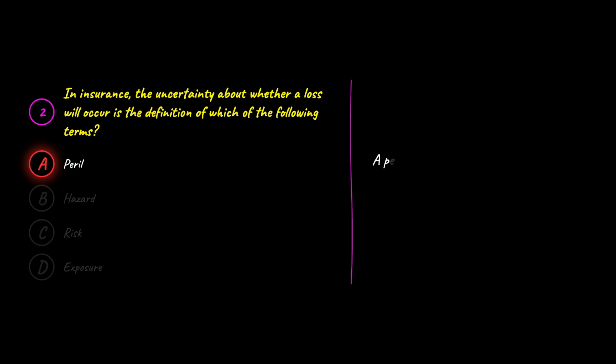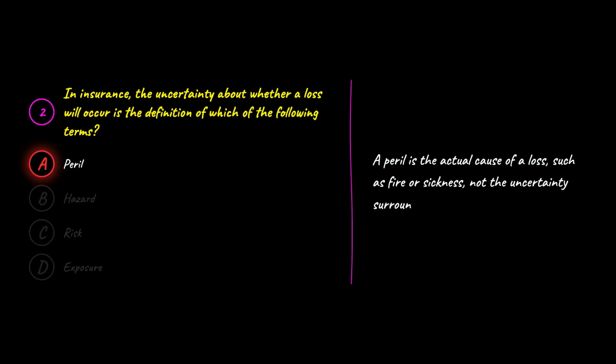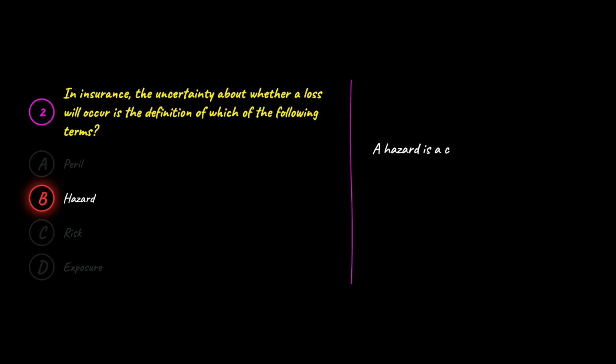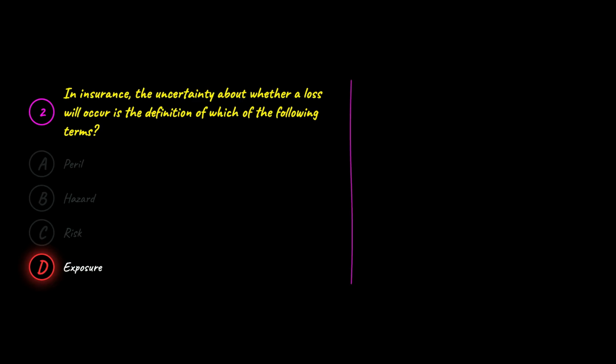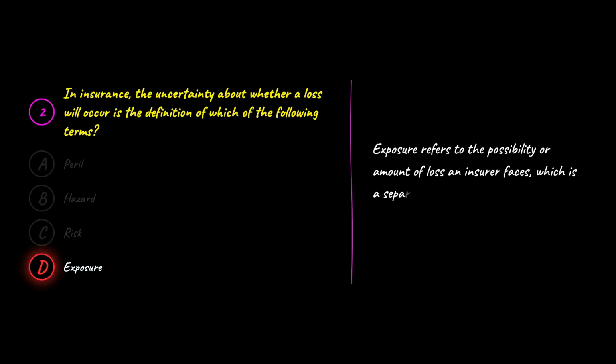A is wrong because a peril is the actual cause of a loss, such as fire or sickness, not the uncertainty surrounding whether a loss happens. B is wrong because a hazard is a condition that increases the chance or severity of a loss. It influences risk, but is not the definition of risk. D is wrong because exposure refers to the possibility or amount of loss an insurer faces, which is a separate idea from the uncertainty itself.